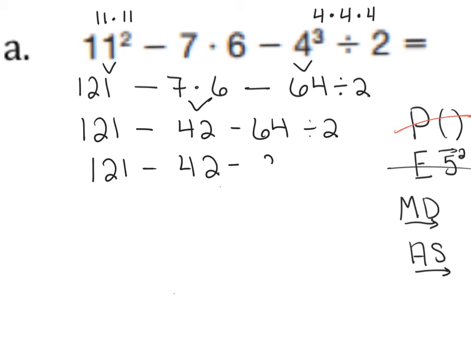64 divided by 2 is 32. So now I'm done with multiplying and dividing. So next we have adding and subtracting, left to right. So remember, this is the left side, this is the right side.